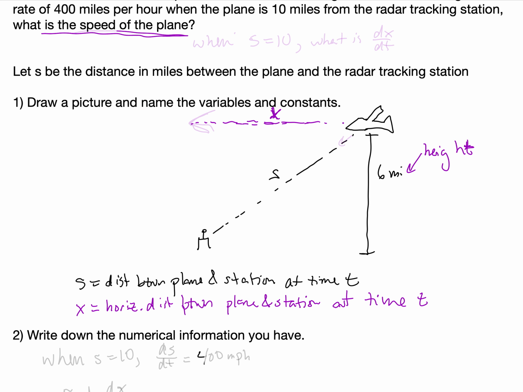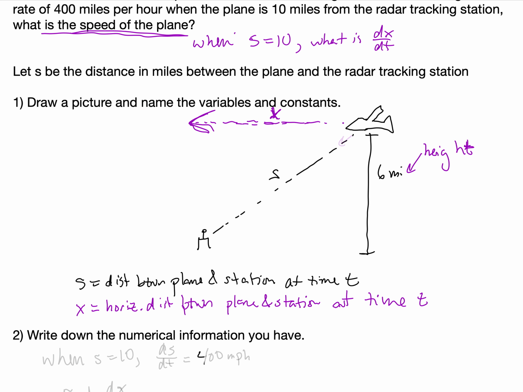So what is the speed of this plane when the plane is 10 miles from the radar tracking station? So when s equals 10, what is dx/dt? We're looking for the speed of the plane. How fast is the plane traveling? It's traveling at this constant altitude of 6 miles.